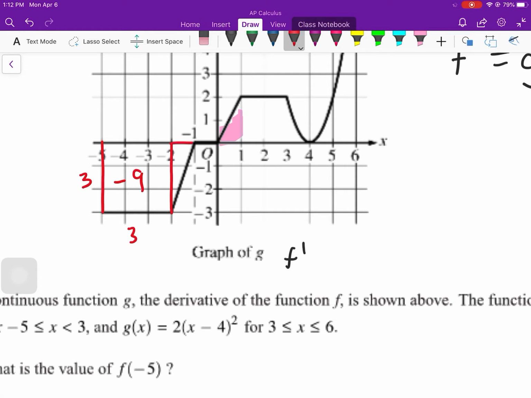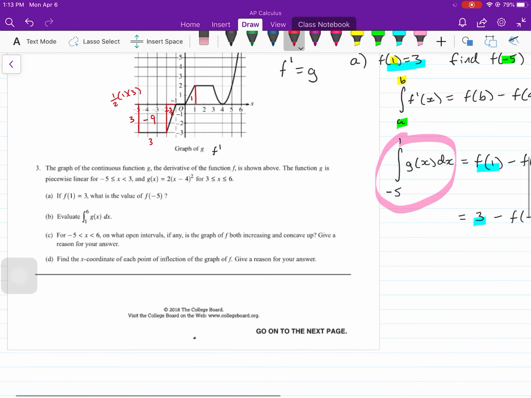And then we have this triangle. That's 1/2 base times height. So 1/2, our base is 1 times our height is 3. So that's -3/2. And then over here, I didn't erase that space, so we're looking at this triangle now. That's a 1 by 2 triangle, so 1/2 times 1 times 2 is just 1. So the area of our space there is going to be -9 minus 3/2 plus 1.